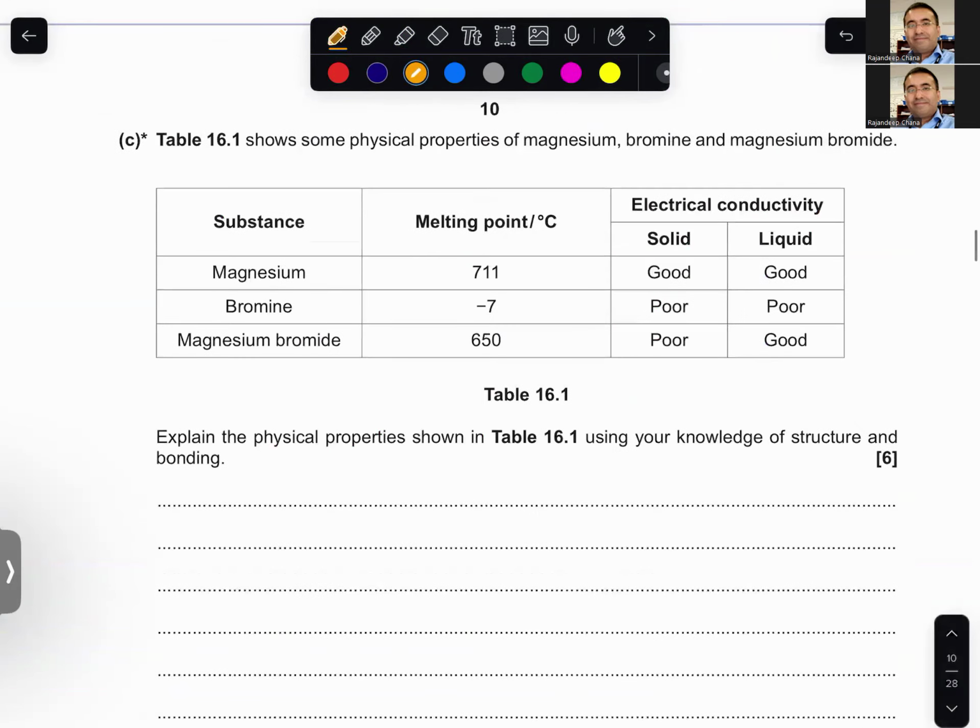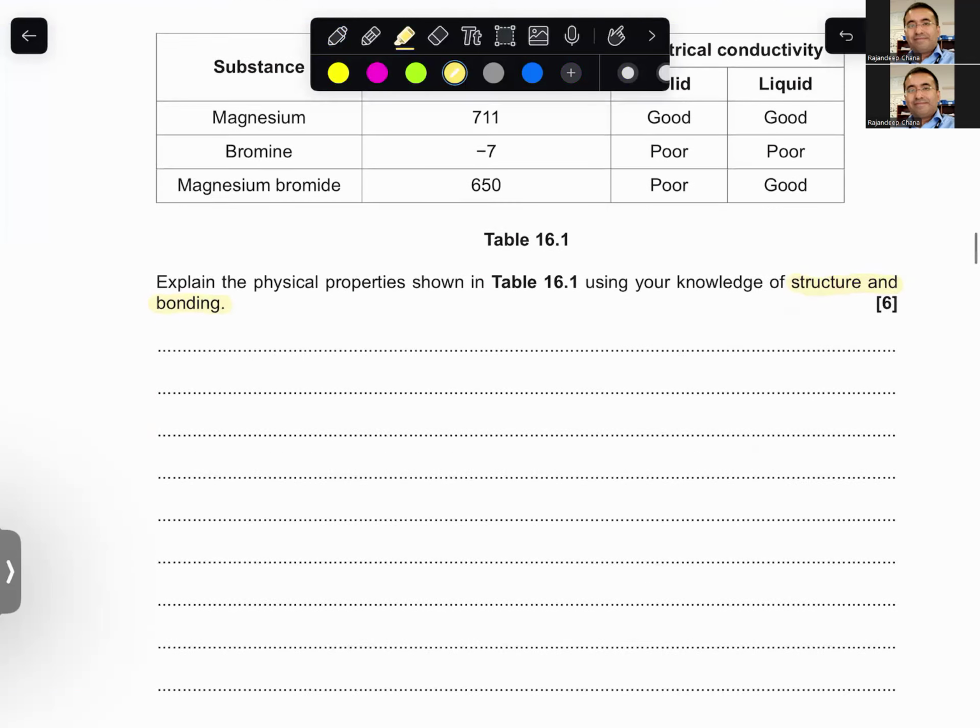Looking at this question, it's an essay question. It's asking you to explain the physical properties using your knowledge of structure and bonding. Whenever we're looking at structure and bonding, we need to think about the type of bonding between the atoms or molecules or ions, and even consider if there's any force of attraction between molecules in the form of intermolecular forces. So let's do one at a time, and then we can do some comparison.